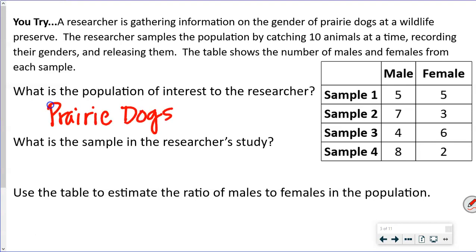And then when it asks what is the sample in the researcher's study, that's the total number of prairie dogs that she determined the sex of, right? So that's going to be 4 samples at 10 each, so that's 40, right? So it's going to be 40 prairie dogs that were caught.